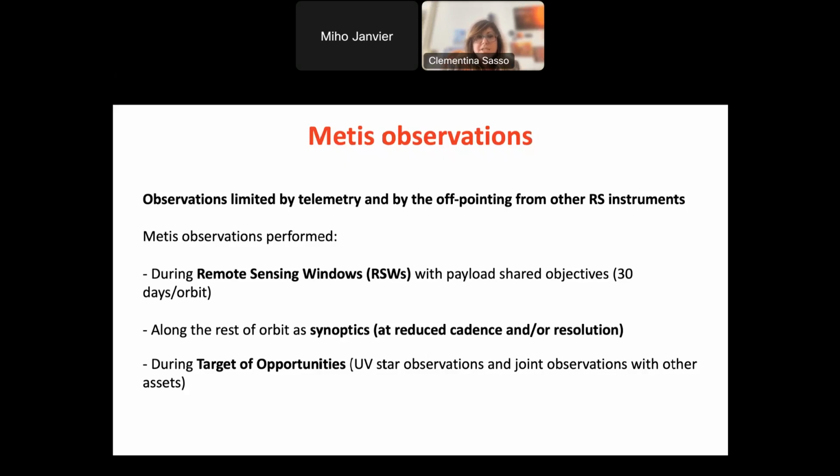So the observations are anyway during the remote sensing windows. There are usually 3 days per orbit. One orbit is around 6 months. But the rest of the time we are in synoptic mode, so we have reduced cadence and resolution, but still we can guarantee observations. And then we also have some targets of opportunity that usually are outside the remote sensing windows to observe stars for the calibrations, and also joint observations with other assets, like quadratures with other instruments.